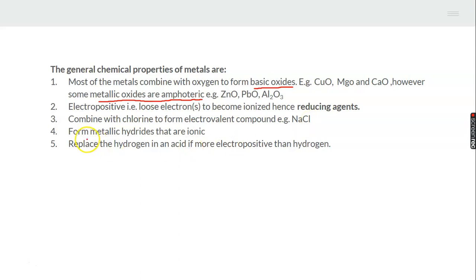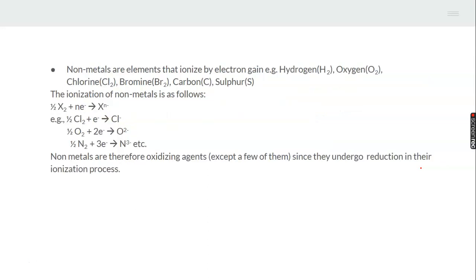So the fourth one is that they form metallic hydrides that are ionic. When they combine with hydrogen, they form metallic hydrides, and they are ionic. They are strong. They have high boiling and melting points and all that. So the fifth one is that they replace hydrogen in an acid if more electropositive than hydrogen. That means if they are in a higher place in the electrochemical series, they replace hydrogen from the acid.